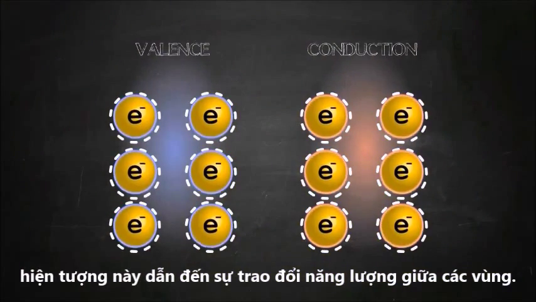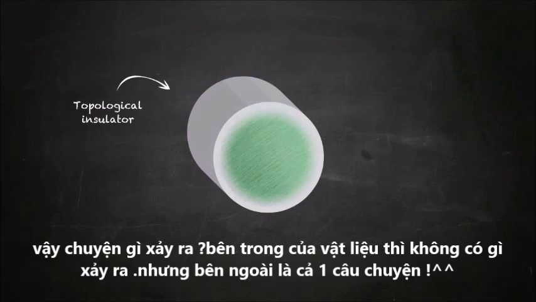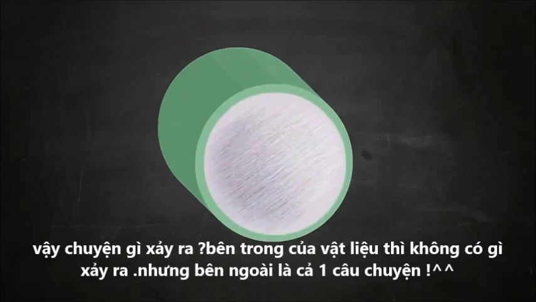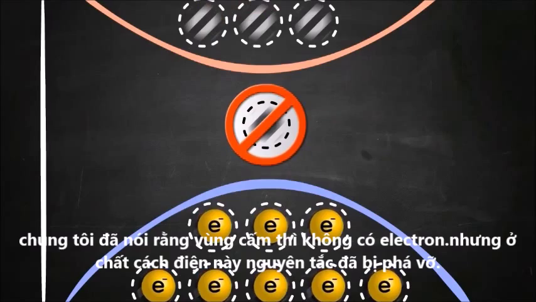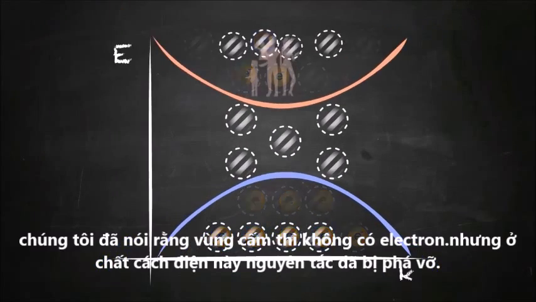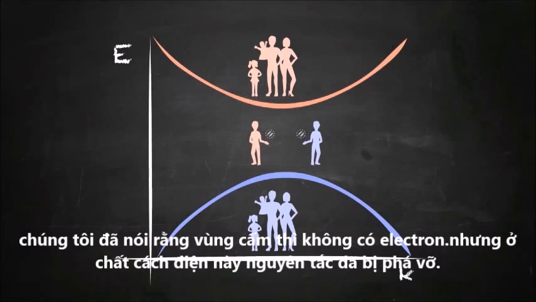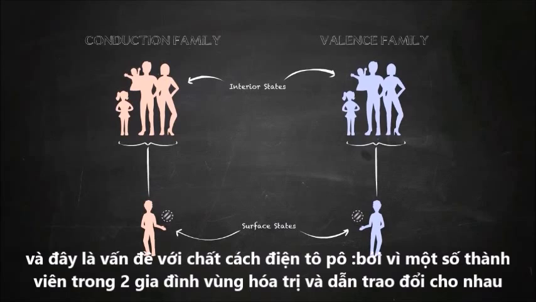This interaction makes some states of the conduction band exchange position with some of the valence band. So what? Well, inside the material nothing happens, but on the surface it is another story. We have said that the states do not exist in the gap, but on the surface of insulators this rule is often broken. These states are offspring or descendants of interior states, that is to say, they belong to the family of valence or conduction.